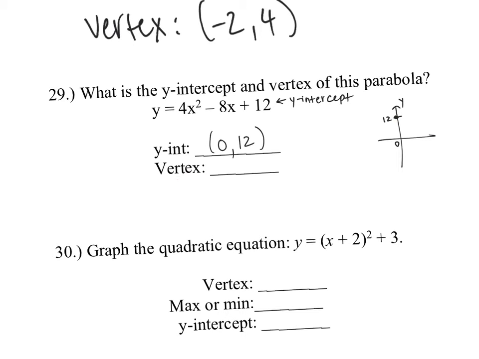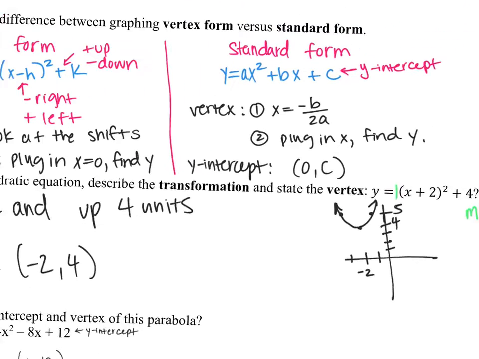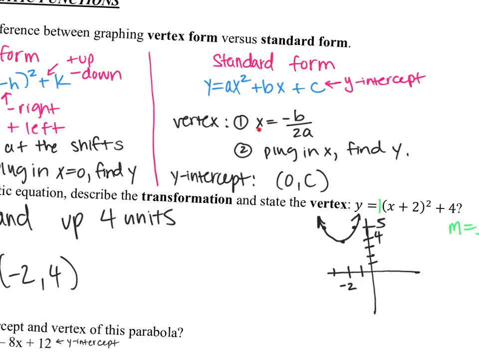Now for the vertex, I have to find that as well. And to do that, I'm going to need to use the formula for standard form. So the formula for standard form you might have saw earlier is this formula here. We have to find x by plugging in our b and our a. And then once we find x, we're going to take our x and plug it into our equation to find y.